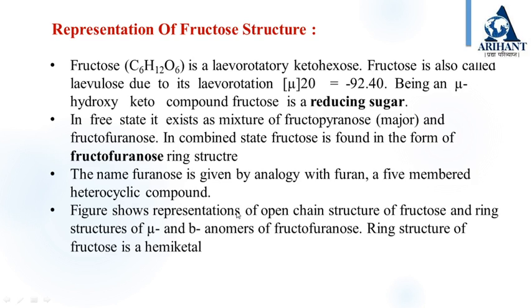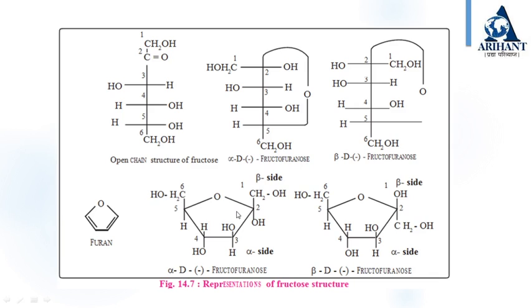In free state, it exists as a mixture of fructopyranose and fructofuranose. In combined state, fructose is found in the form of fructofuranose ring structure. The name furanose is given by analogy with furan, a 5-membered heterocyclic compound. The figure shows representation of the open chain structure of fructose and the ring structure of alpha and beta anomers of fructofuranose. The ring structure of fructose is a hemiketal.